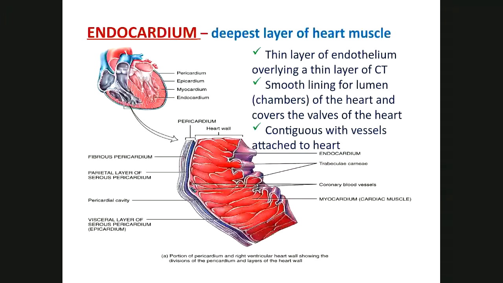The endocardium is this inner layer made up of endothelium and a thin layer of connective tissue. So this makes this region very smooth for the lumen or the chambers of the heart, and covers the valves of the heart. And this same endocardial tissue is continuous with the vessels that connect here.